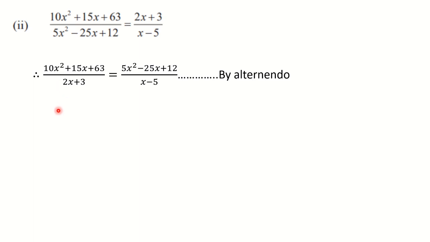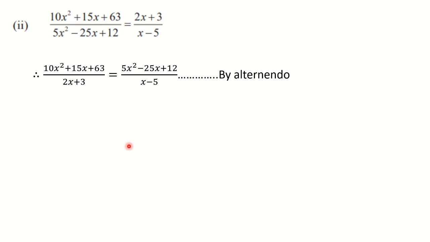So here your next step is what? Multiplying both the sides by 1 upon 5x. In the first one it was only 1 upon 4 because we were equating the second and third term, but now we want to equate the first and second term. So this is a difference here. So you are going to multiply both the sides by 1 upon 5x. Here you will get 10x square plus 15x, and here you will get 5x square minus 25x, and then the signs are the same, so you are going to go for dividendo.